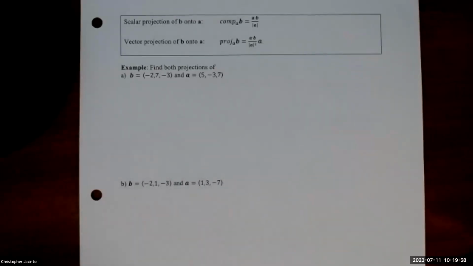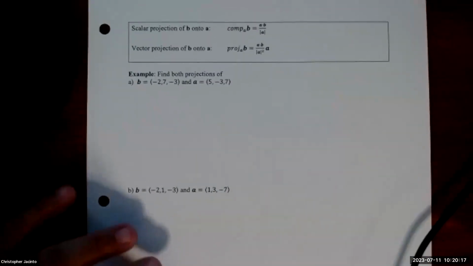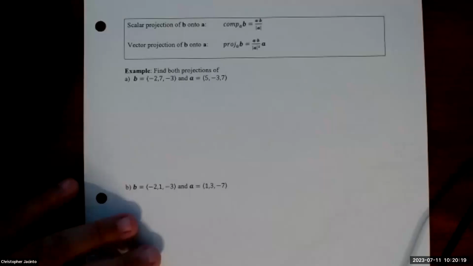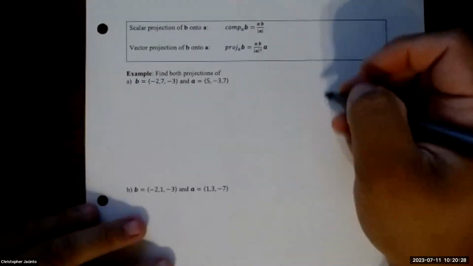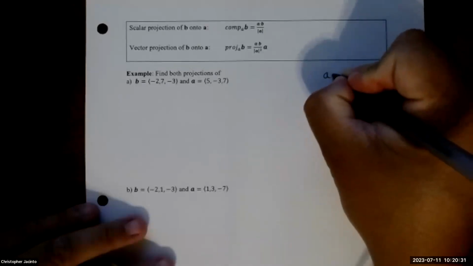All right, so in this case, why don't we finish up this section with a couple examples and then call it a day there. So we want to find both projections, the scalar and the vector, for each one. We'll just do the scalar since it's a little easier, and that pretty much gives us the projection itself. So first thing we've got to do is find the dot product of A and B.